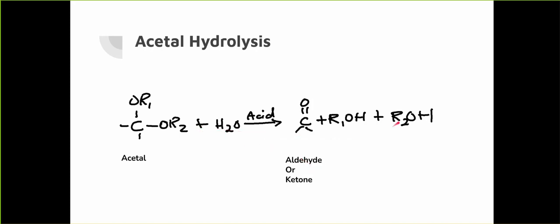And you're going to get your 2 alcohols off because you've got this R1OH is going to be your first alcohol, and this R2OH is going to be your second alcohol. So again, if these are both carbons here, then it will be a ketone. If one of these is a hydrogen, then you'll have an aldehyde. Any questions there?